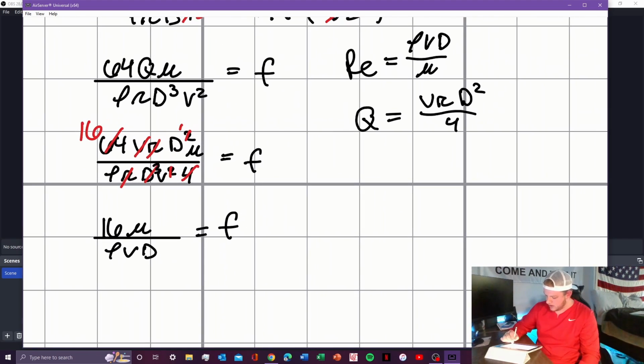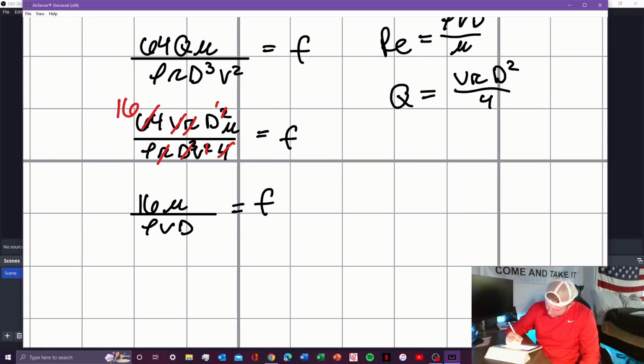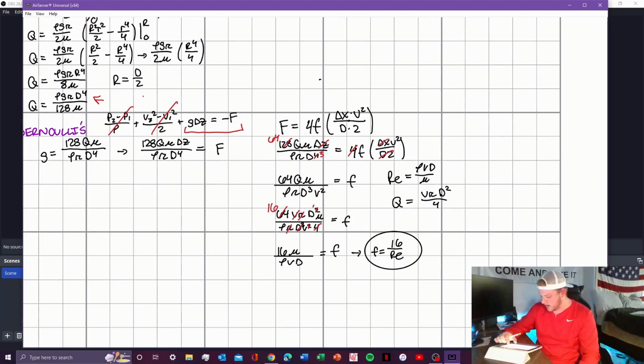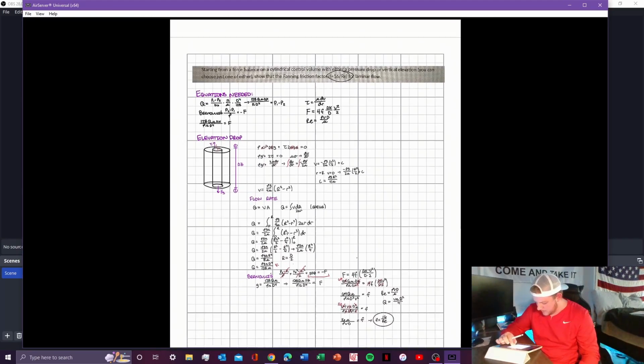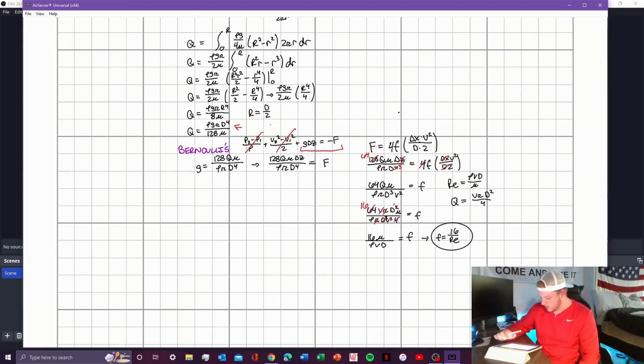And if we remember, Reynolds number is rho V d over mu. This is the inverse of Reynolds number, which is 16 over the Reynolds number. So this, in fact, is 16 over the Reynolds number. And that is exactly what we want for our final answer. We found that the Fanning friction factor is equal to 16 over the Reynolds number for laminar flow.